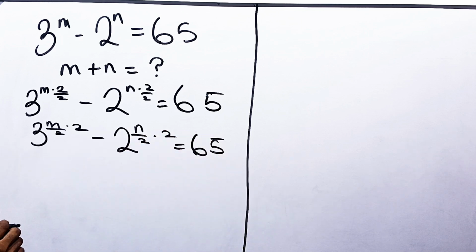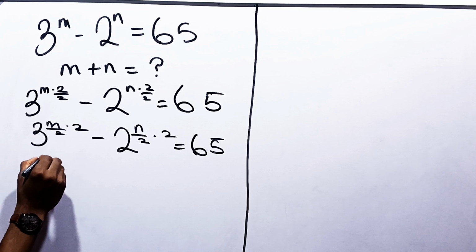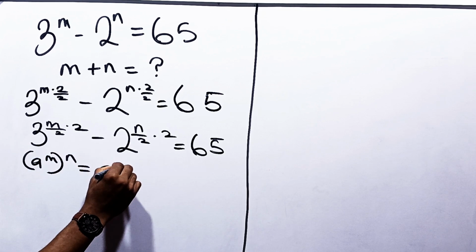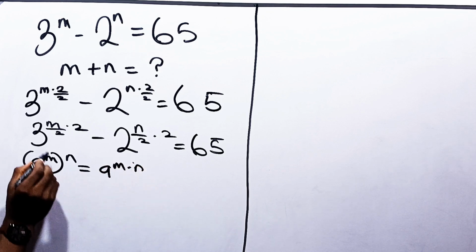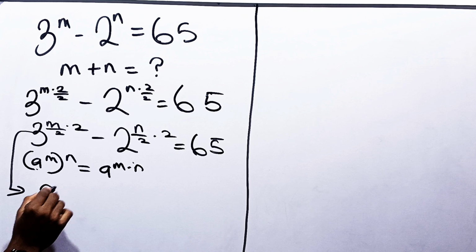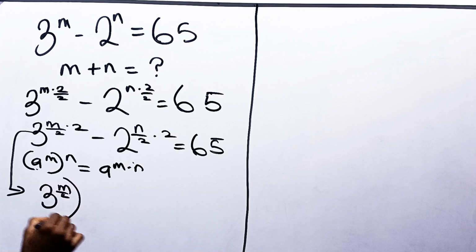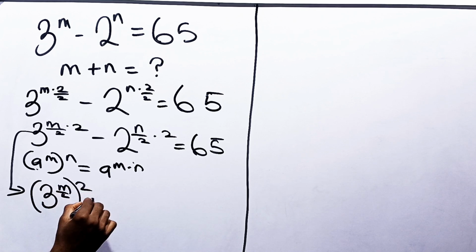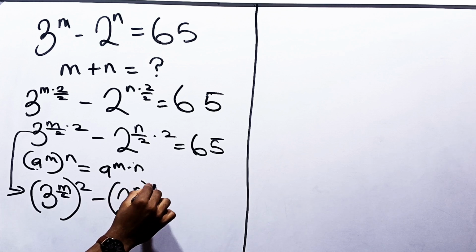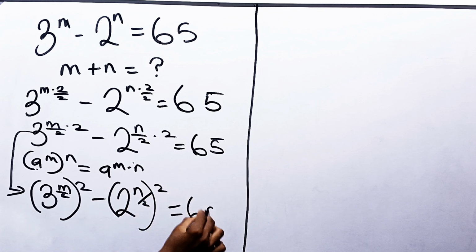Now, from here, we have that when a raised to power m, raised to power n, it can be written as a raised to power m times n. So, from here, we can change this into this form. So, we have 3 raised to power m over 2 all raised to power 2, minus 2 raised to power n over 2, all raised to power 2 is equal to 65.